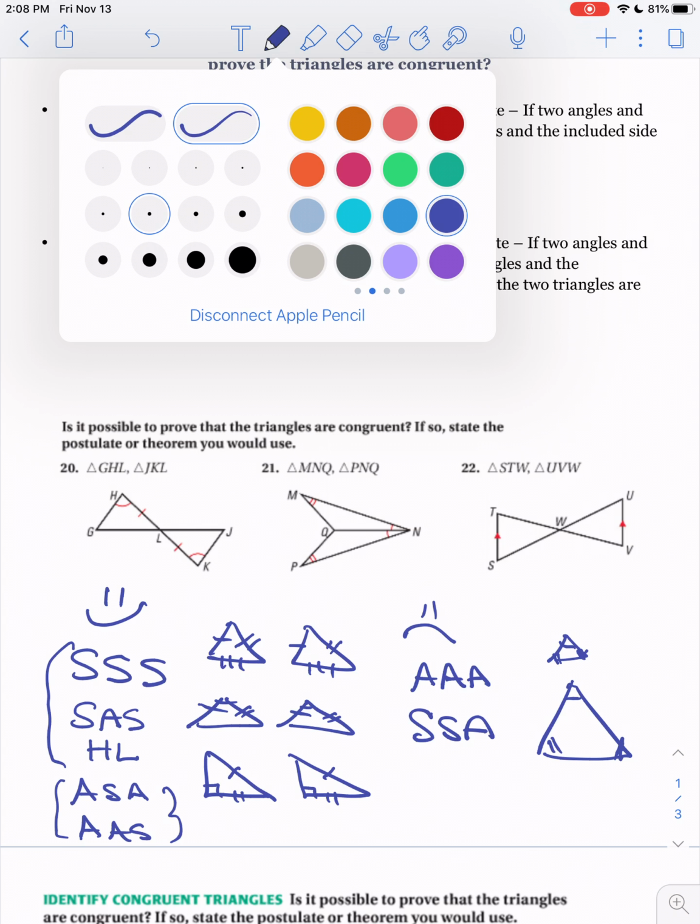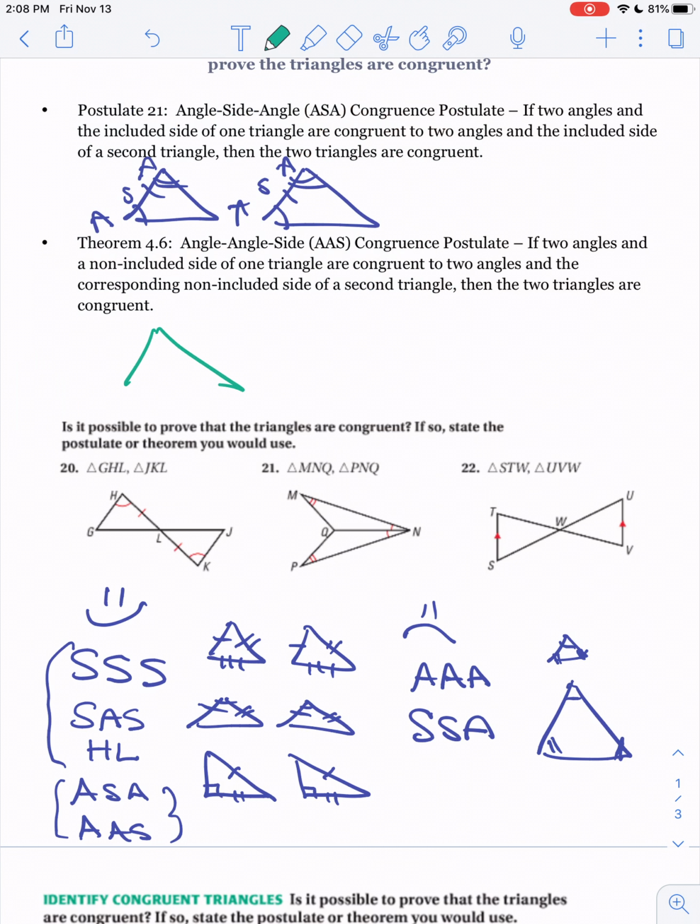And what angle, angle, side looks like, you have an angle, you have another angle, and then you have a side. An angle, angle, and side. And you can see the side is not touching both of the angles. So this one is considered angle, angle, side, and they both work as triangle congruence shortcuts.